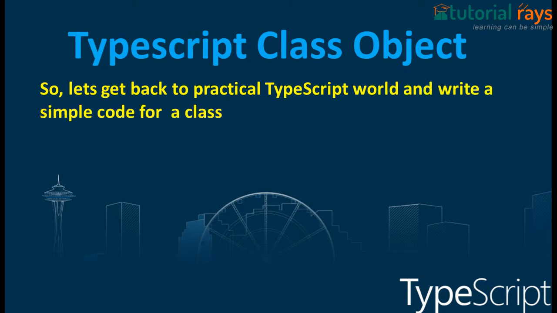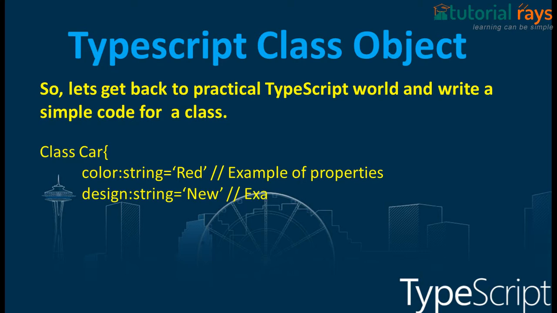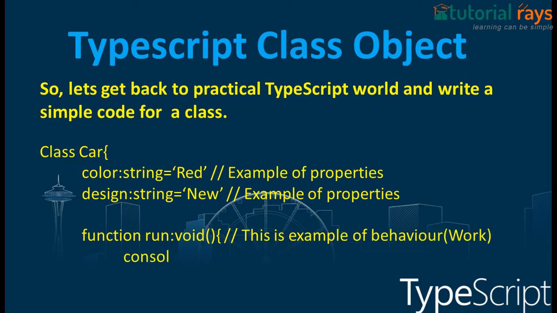Now, what I gave as an example so far is just imaginary and hypothetical. So now let's see the practical example in TypeScript. So how do we write? We write class car, then color string red, design string new, then function void. So console.log car can run. So here inside the car, color and design are set to be the properties of the car, and this function is set to be the behavior. So as you can see, any class has two things mainly: its attributes, here the color and design, and another one is a function. So this is the behavior actually.